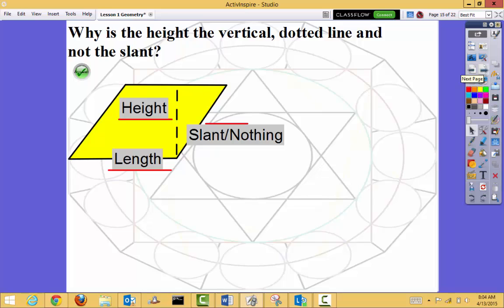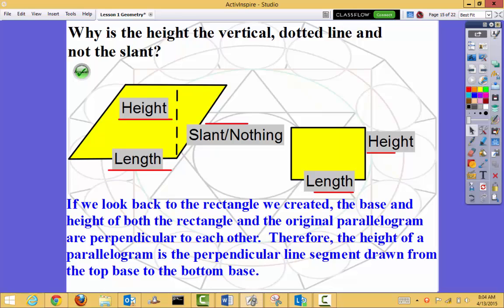Why is the height the vertical dotted line? So why is it this and not the slant? Well, if we look back at the rectangle we created, the base and height of the rectangle in the original parallelogram are perpendicular. Perpendicular again makes that right angle. Therefore, the height of the parallelogram is the perpendicular, or right angle, drawn from the bottom to the top.